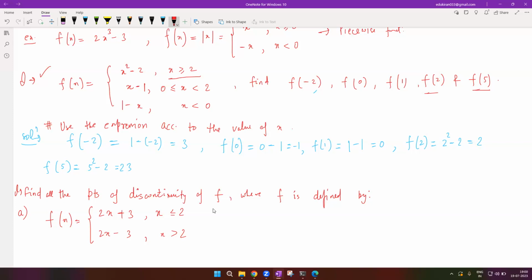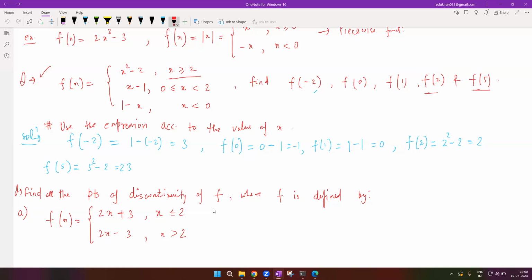Because the function breaks at 2, it means that there can be a different LHL at 2 and a different RHL at 2, because the function has different values. Right? So the only point of discontinuity that may exist is x equals 2. Otherwise, there is no point of discontinuity.